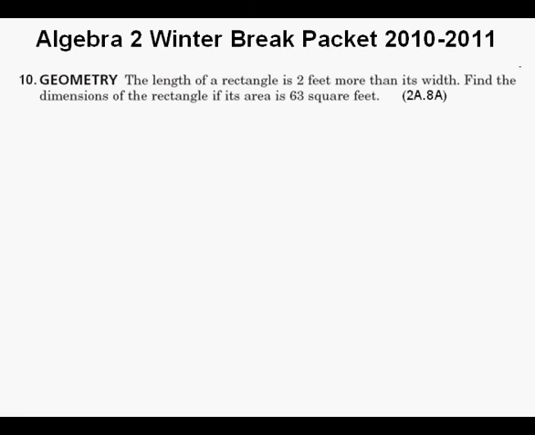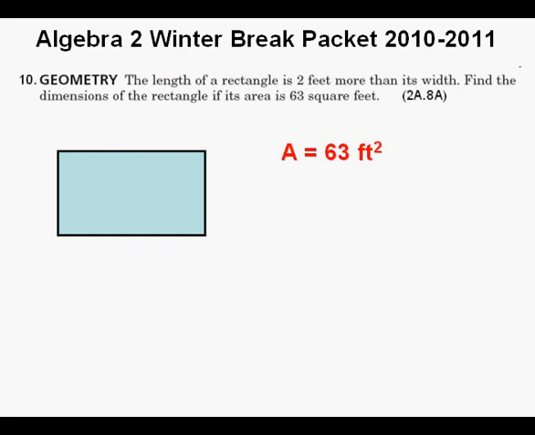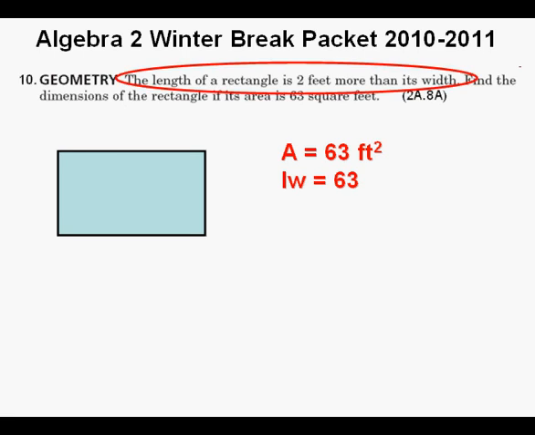Problem 10. The length of a rectangle is 2 feet more than its width. Find the dimensions of the rectangle if its area is 63 square feet. I like to start problems whenever I can with a picture, in this case the picture of a rectangle. What do we know about this rectangle? We know that its area is 63 square feet. We also know that the area of a rectangle equals its length times its width, so we can rewrite the equation as LW equals 63 square feet.